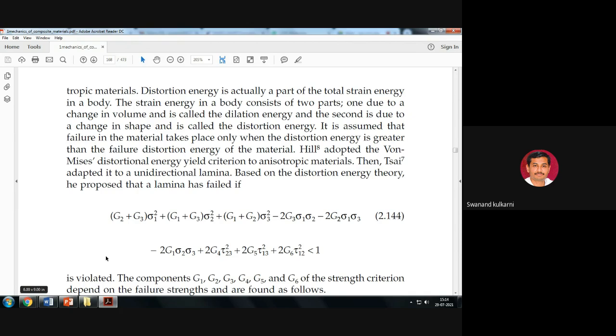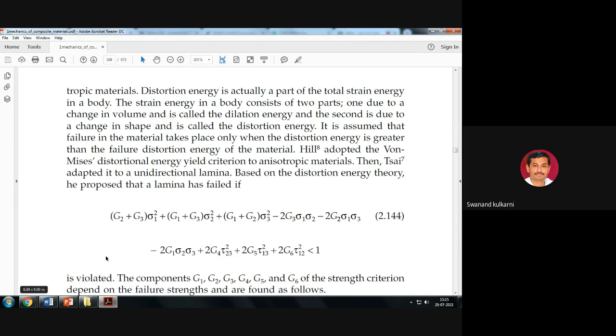So the strength components that are important here are G1, G2, G3, G4, G5 and G6. Then the rest are sigma 1, sigma 2, sigma 3, tau 1 2, tau 1 3 and tau 2 3. So among all the stresses used here, 3 are normal stresses and 3 are shear stresses. The normal stresses are in directions 1, 2 and 3, and the shear stresses are in directions 1 2, 2 3 and 3 1. So there are 3 shear stresses and 3 normal stresses, likewise 6 stresses. Then for the shear stresses, the shear moduli G1 to G6 are used.